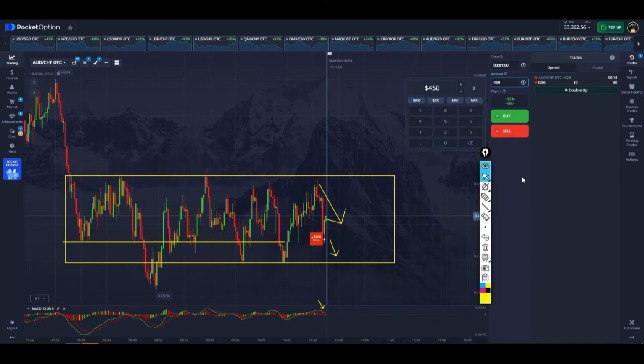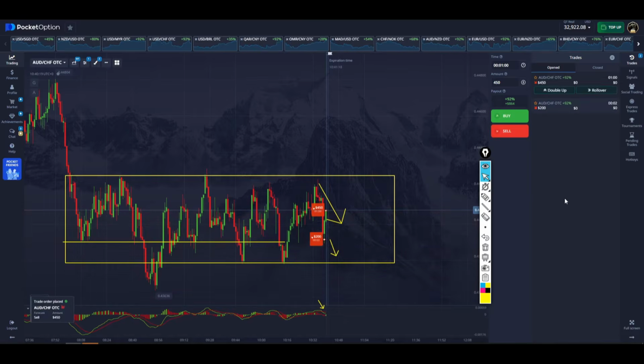I'm already preparing my first recovery train so I don't miss a good entry point. I also see that the current expiration time is not enough, so I decide to open a second position. Let's watch together how it will close.